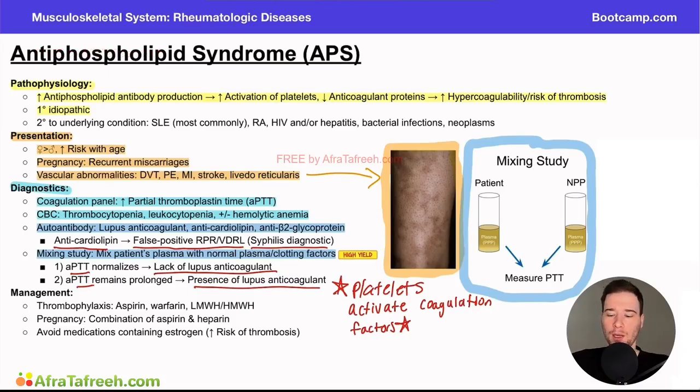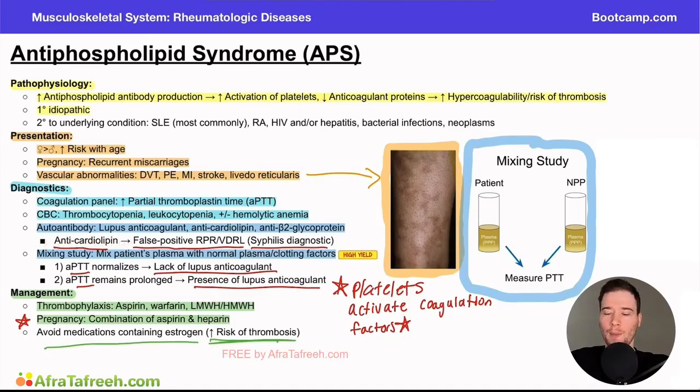Now, if we move on to the management here, we obviously want to treat patients acutely if they are presenting with a DVT, a PE, MI, stroke, etc. But we can also do primary thromboprophylaxis, and these are going to include things like aspirin, warfarin, and heparin. Key patient population: in pregnancy, we want to avoid warfarin. We know that it's teratogenic, and so the combination of aspirin and heparin is more likely to be used in these patients. Additionally, we want to avoid things that can make this condition worse. So we know that these patients are procoagulant at baseline, so we want to avoid other things that can worsen their procoagulant state, and that's going to include avoiding things that contain estrogen because we know estrogen increases the risk of thrombosis, and again, we're compounding the effect with these patients already having the increased risk of thrombosis.